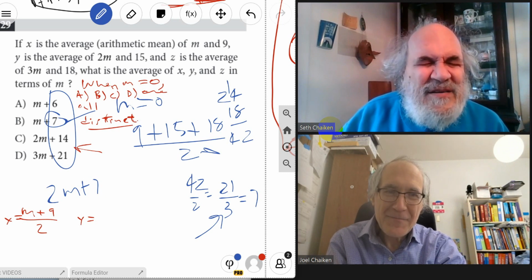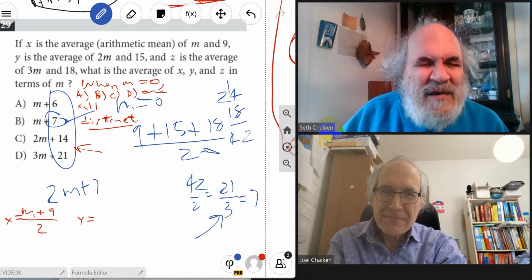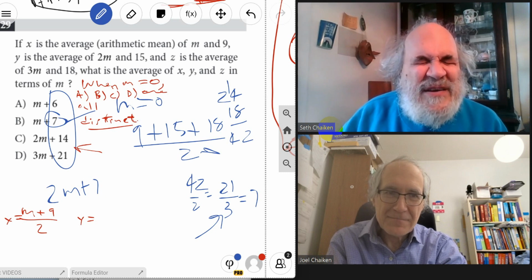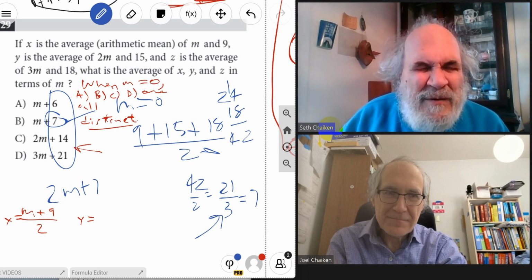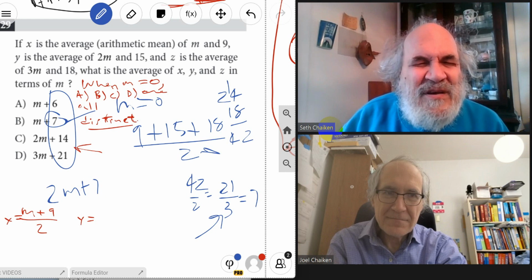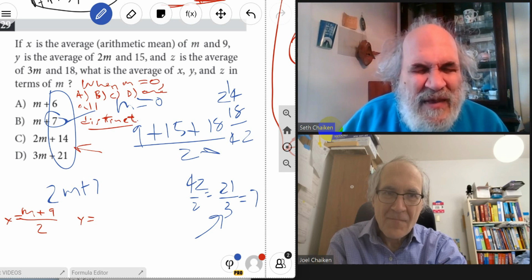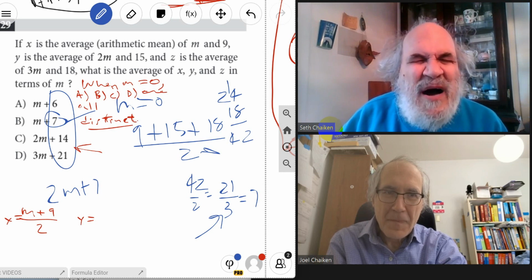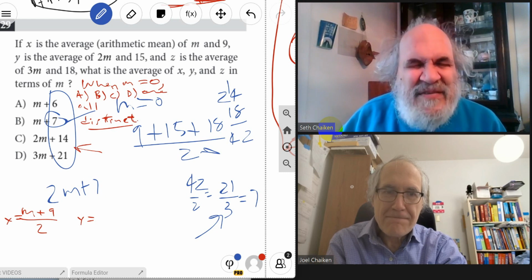I declared that if you have several collections of numbers, and you calculate first the average for each one, and second, you combine them into one big collection and take the average of that.